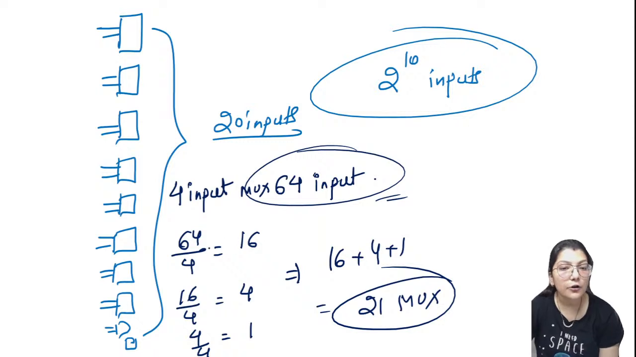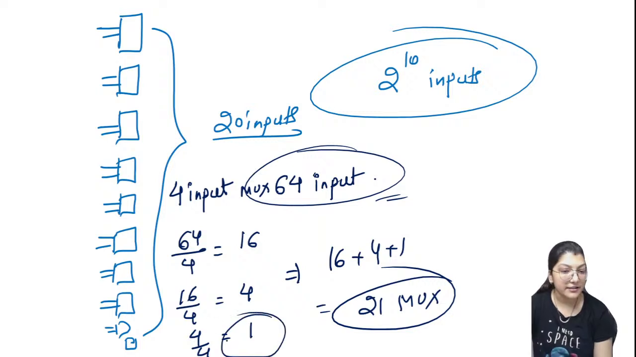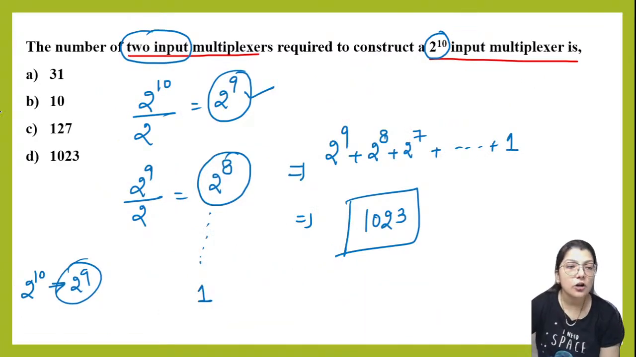So this is how you will be doing these type of questions. We have to do up till where? Until we get 1. Okay? So this one is option number D, that is 1023.